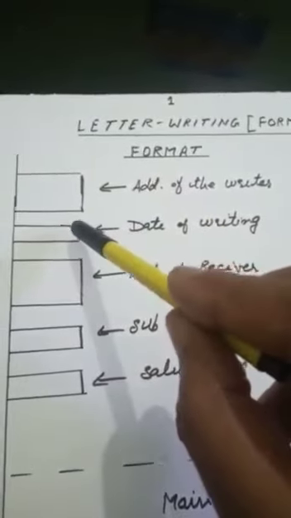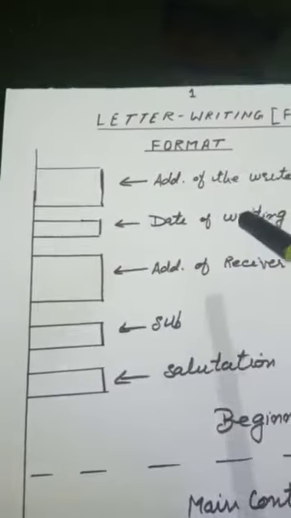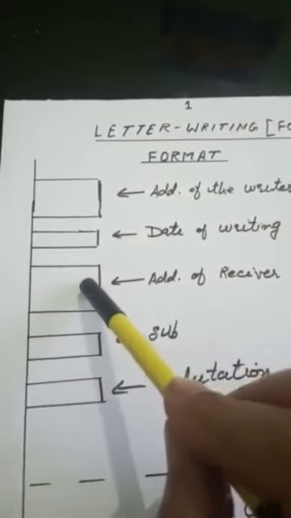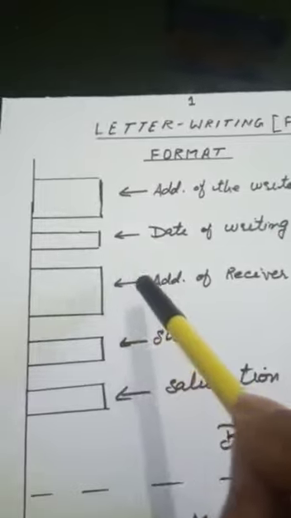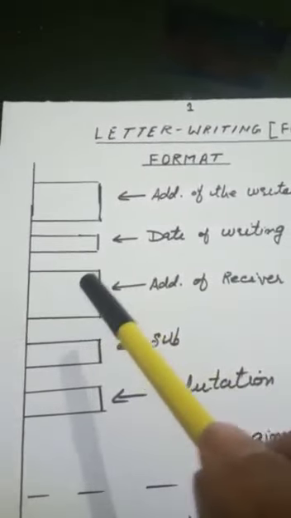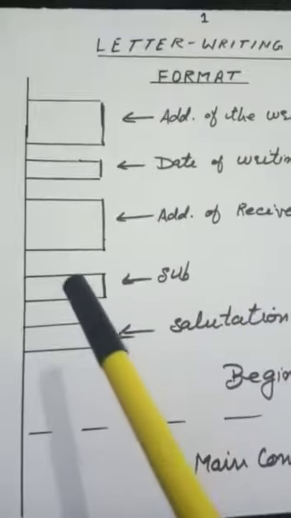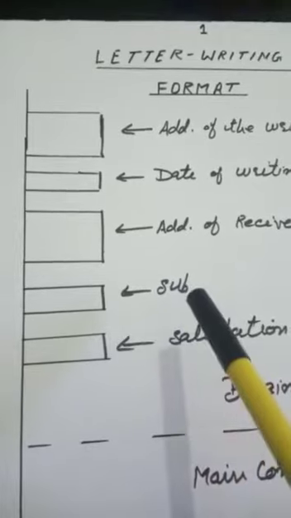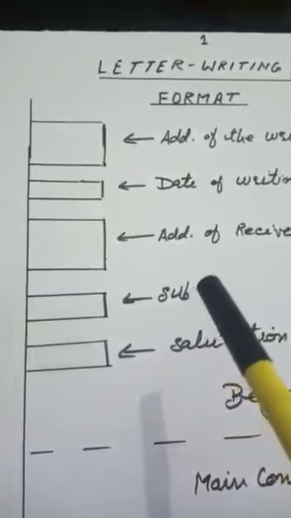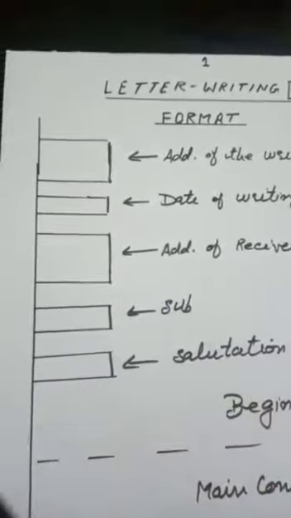Then we have this box, the second box. This is the box for the date, meaning the date of writing. Here you will write the date. Then we come to this third box. This is the box for the address of the receiver. This box or this address is very important. Then come to this box. Here we will write the subject, but that should be in brief, just a sentence or a few words.